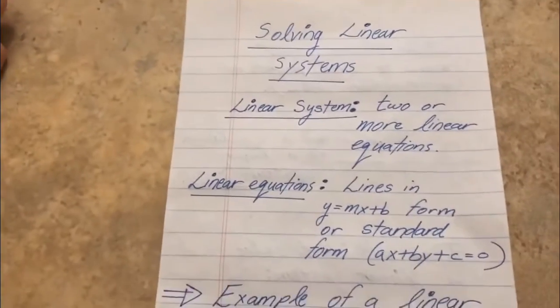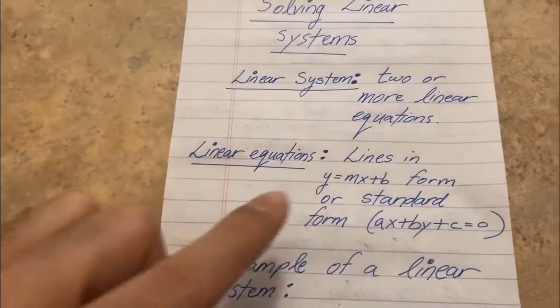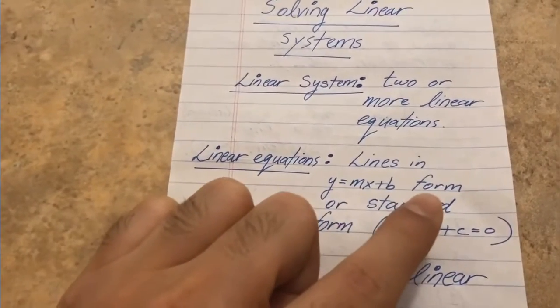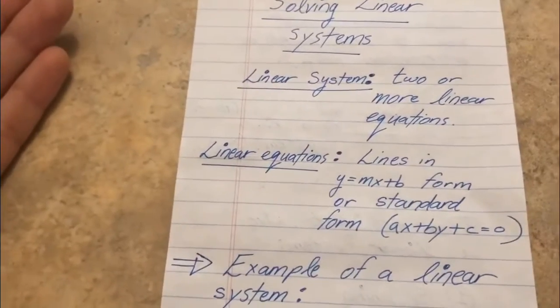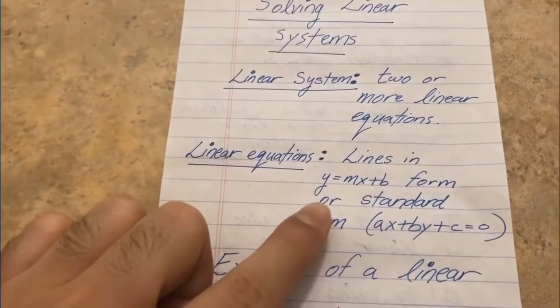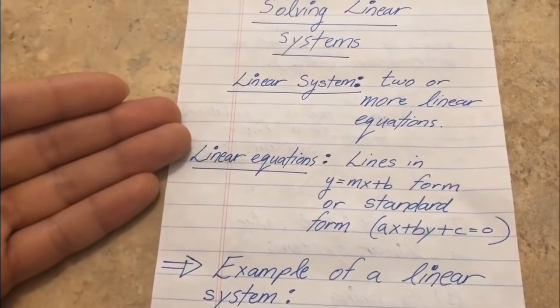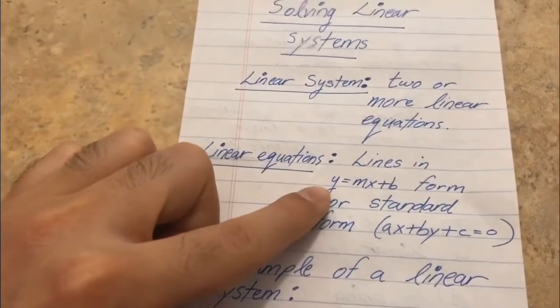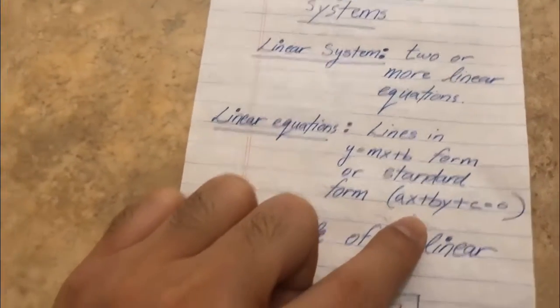So what is a linear equation? A linear equation is a line in y equals mx plus b form. This is also called slope-intercept form, or a line in standard form. That is a linear equation. So it's either in y equals mx plus b form, or it's in ax plus by plus c equals 0 form.